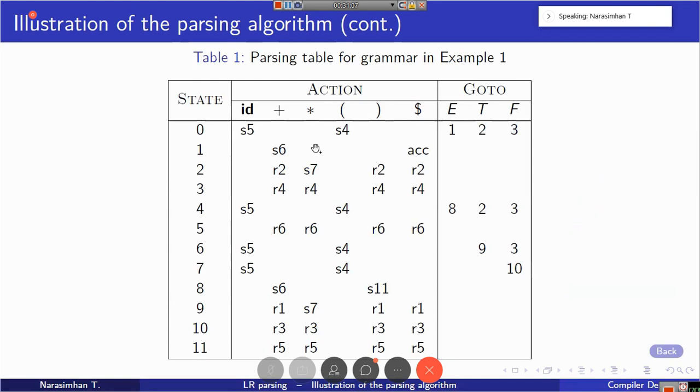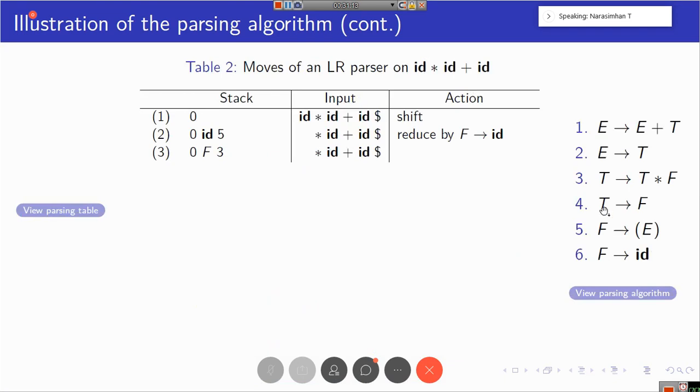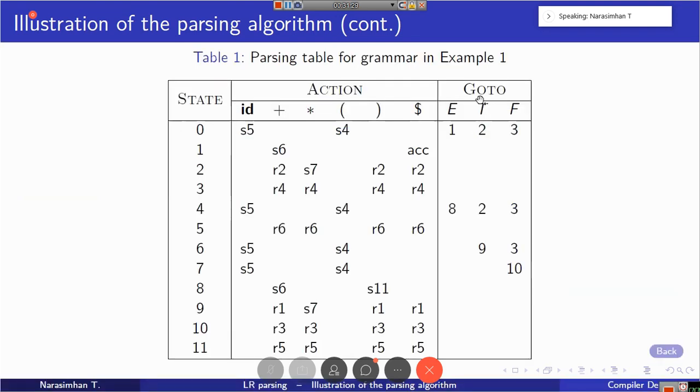3 and star is reduction using the fourth production rule. Fourth production rule is T gives F. Right hand side you have only one symbol, so you pop two symbols. So F and 3 will be popped. You have 0 at the top. Check for the entry. Go to 0 and T. 0 and T is 2.